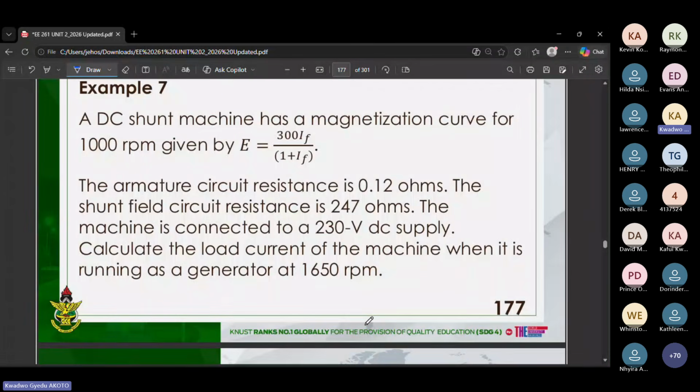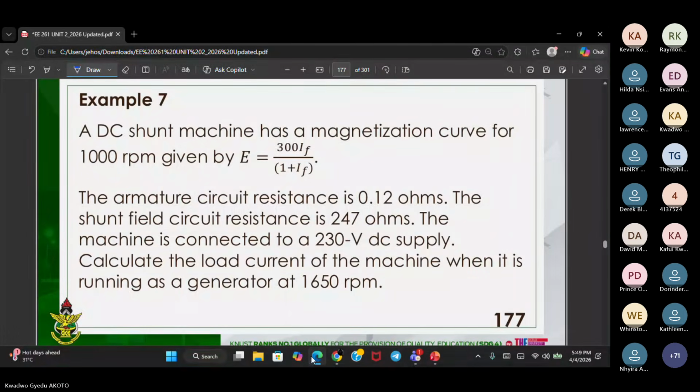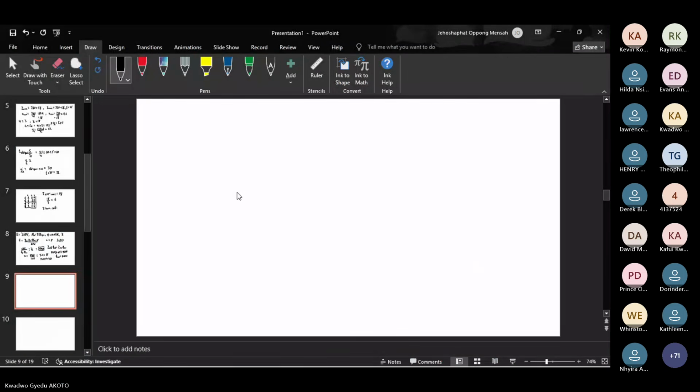1650 RPM, right? So with this one, we are going to look at our calculations at 1000 RPM, then we can use proportionality to find our values at 1650. I'm just going to go through this question real quick. All right, so it's a shunt connection, which means our circuit is going to be of this nature.